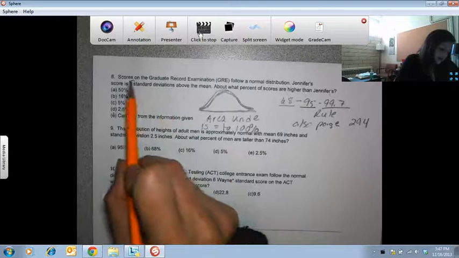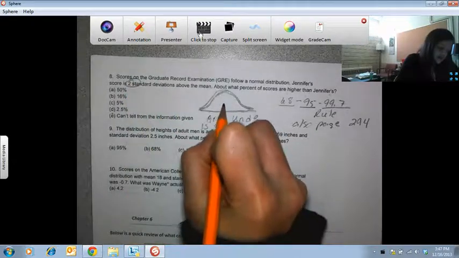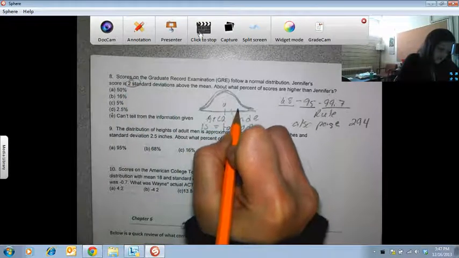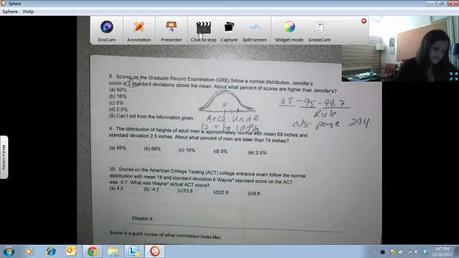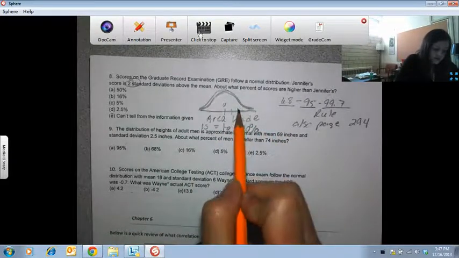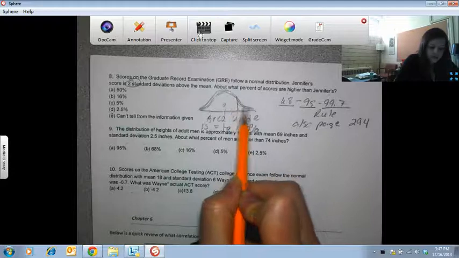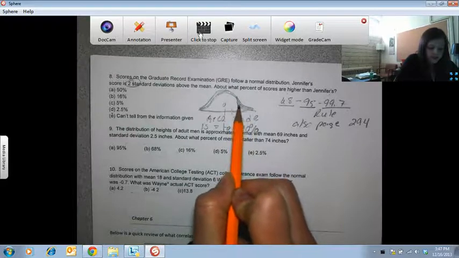So it gave us a really easy problem because we don't even need to use numbers. If this is 0 and we go 1, 2 standard deviations above the mean, what percent of scores are higher? It just wants this little baby percentage up here.